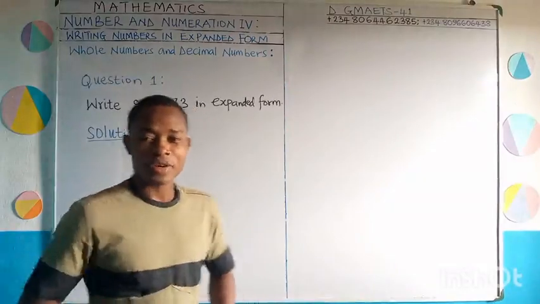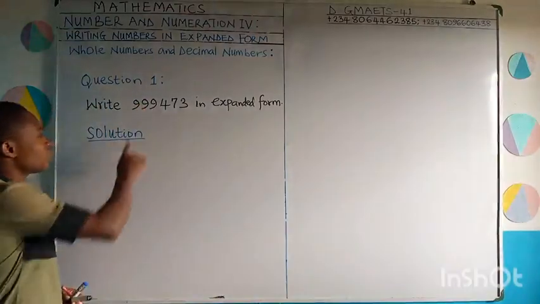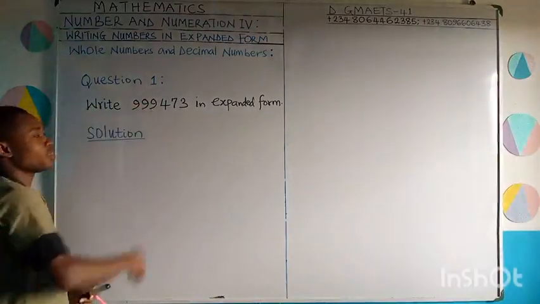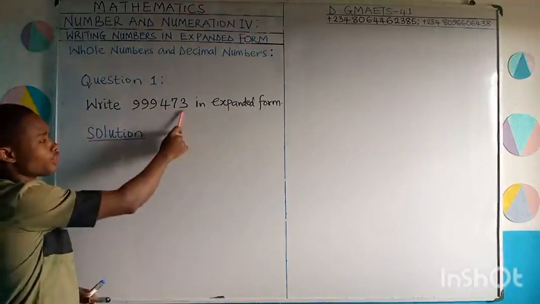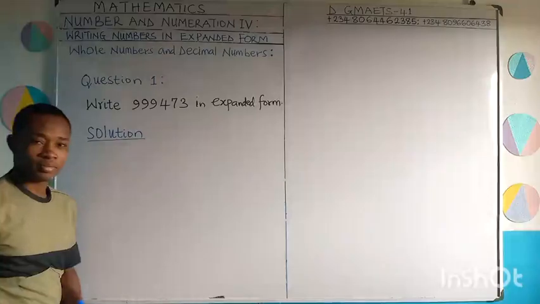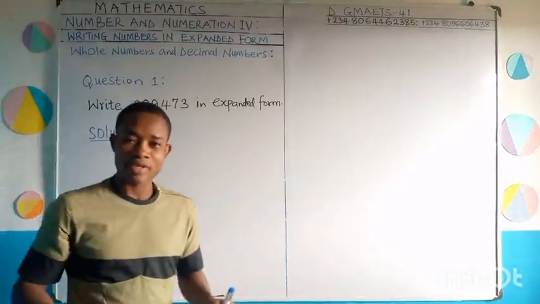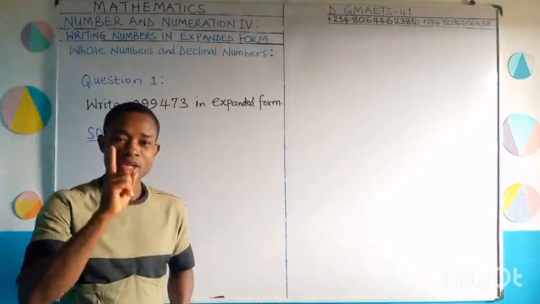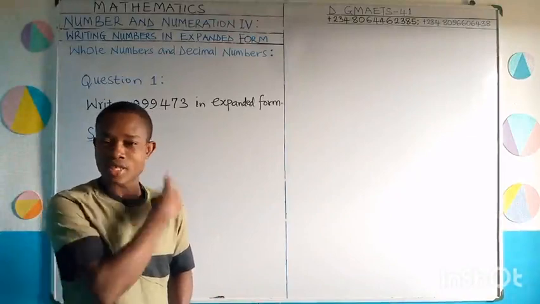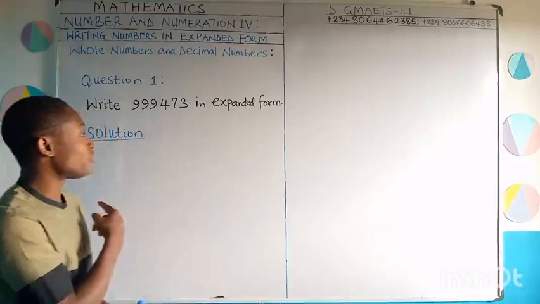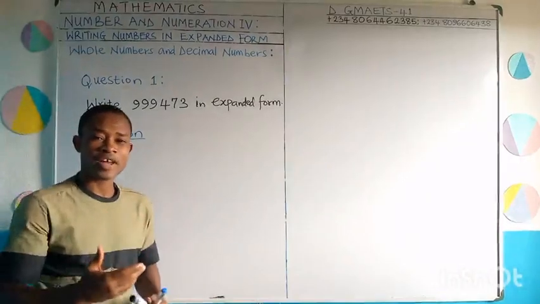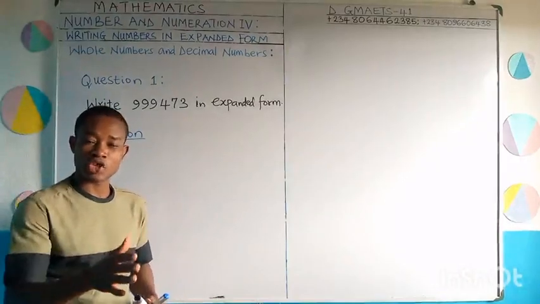And this question here on the board reads, write 999,473 in expanded form. So how do we do this? It's really very simple. Remember the two secrets. Know the place values of the digits in this number, 999,473. Then find out how to get the values of each digit.